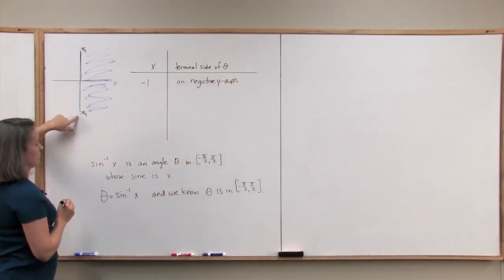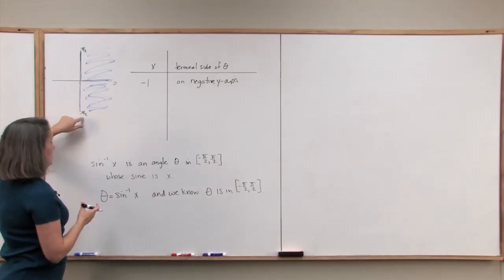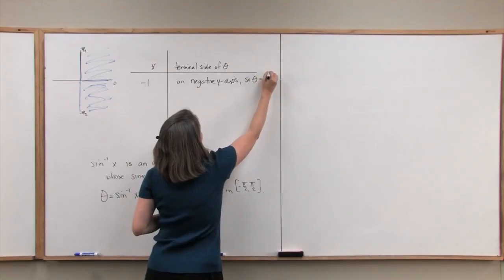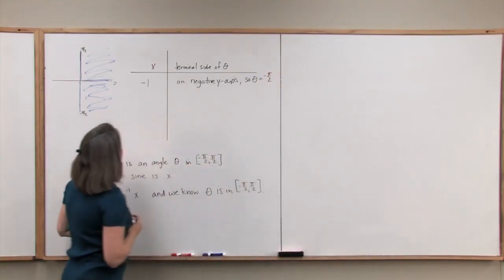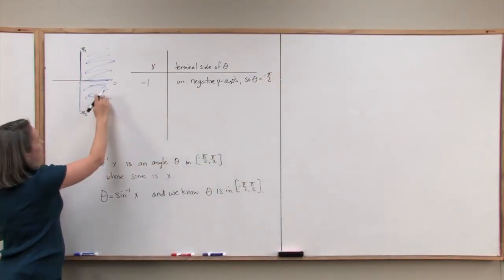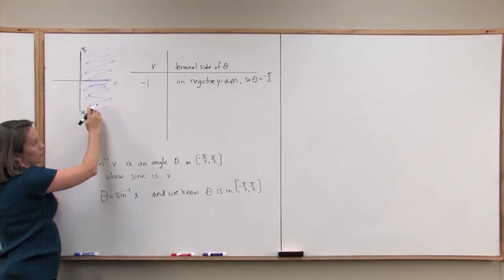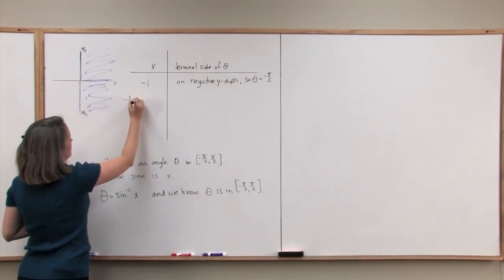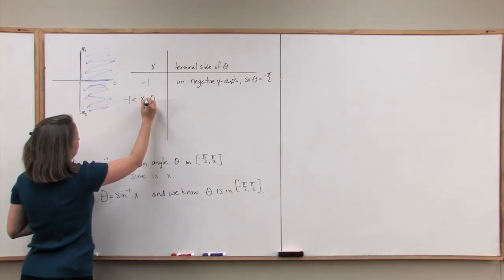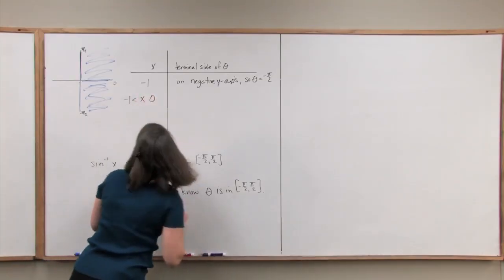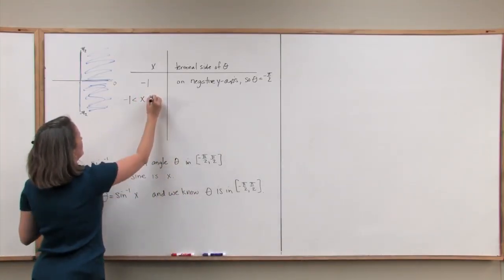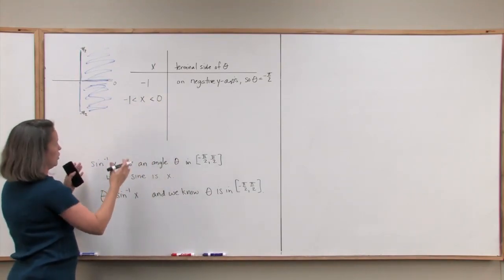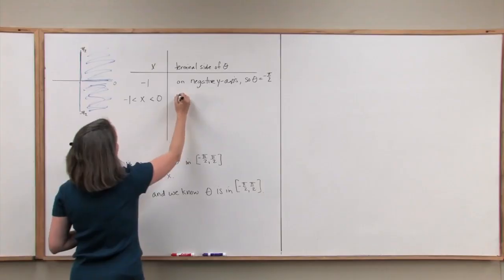In that case, we actually know the angle right away. It's going to be negative pi over 2. Anywhere in the fourth quadrant, the x must be a negative number, so we do from negative 1 to 0. Notice those are not allowing equal to, just an open interval. This is going to be in quadrant 4.